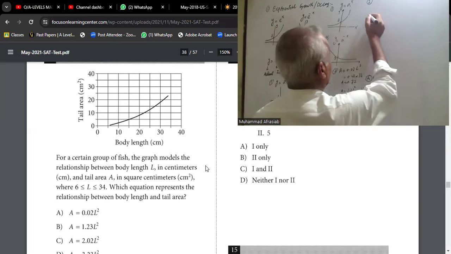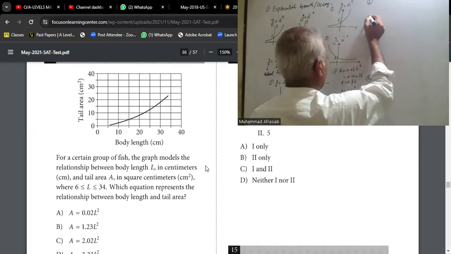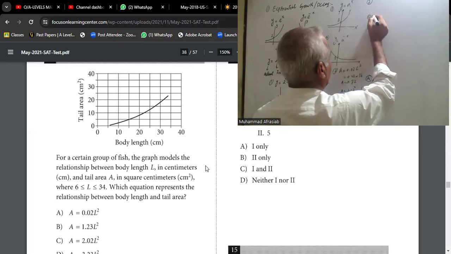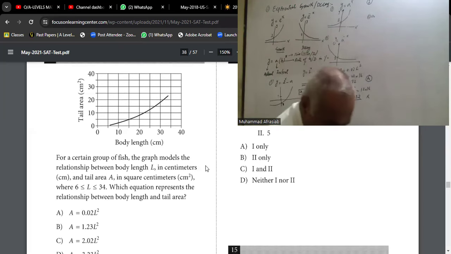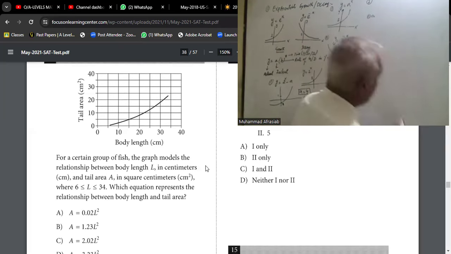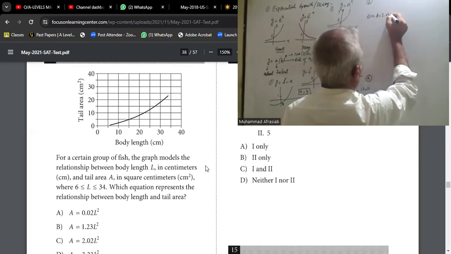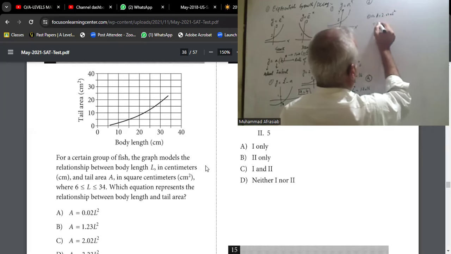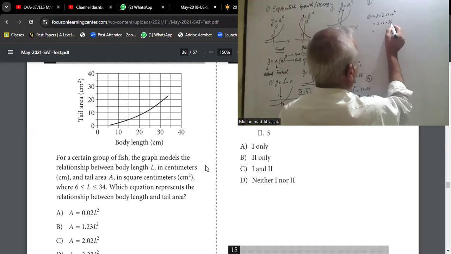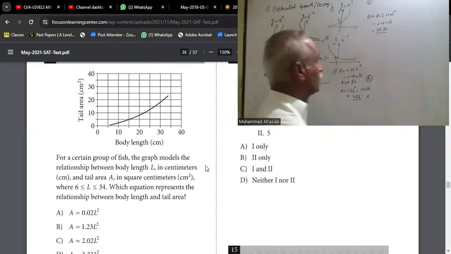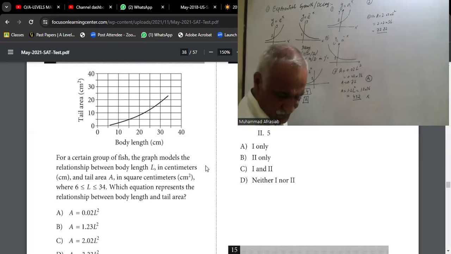Same is the third choice, C, which is going to be 2.02 L square. So you put L is equal to 6, so that thing is equal to 72.72, which is again more than the value shown for the area on this graph.